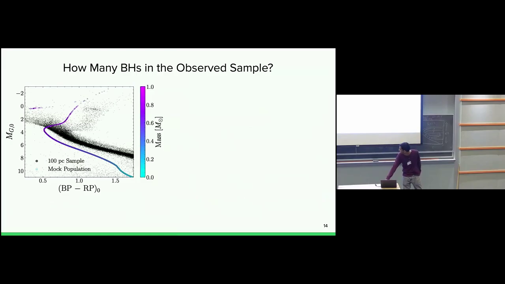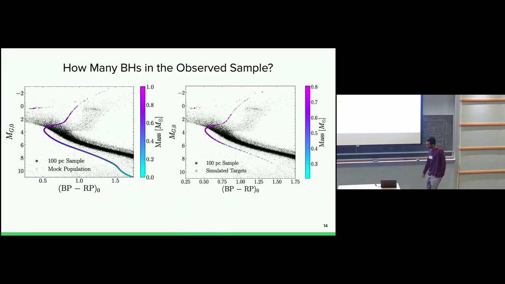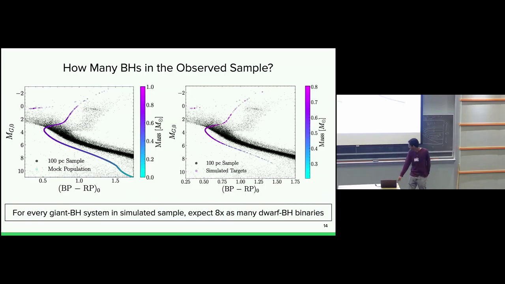Now, initially, if you have your mock population before the observational cuts, of course, from a Kroupa IMF, you will think that there's going to be a lot more low metallicity dwarfs than giants. In fact, you have over 100 times more dwarfs than giants. But once you apply your cuts, that goes down. And what we see is that for every giant black hole system that we expect to be in our simulated sample, we expect 8 times as many dwarf black hole binaries. And so if Gaia BH3 is the only low metallicity giant black hole binary in our sample, then there's maybe up to like 8 times as many, or order of 10, dwarf black hole binaries in the sample.